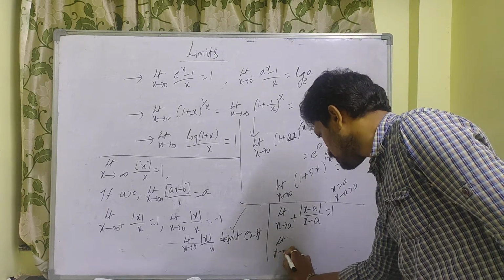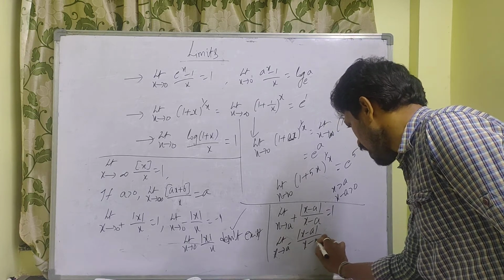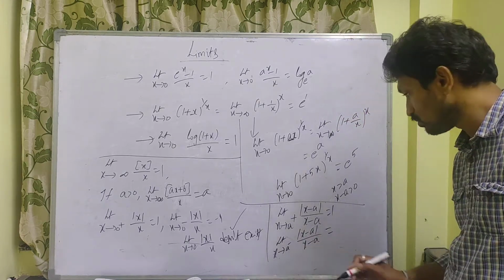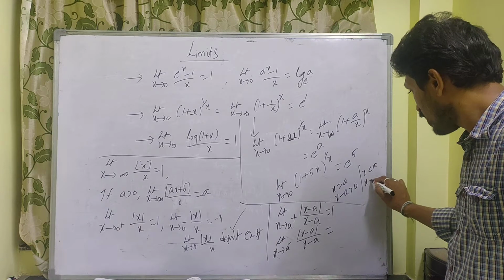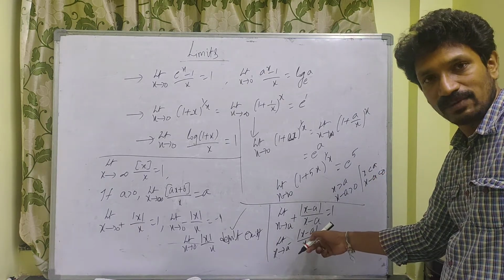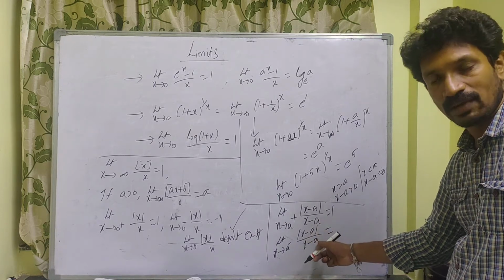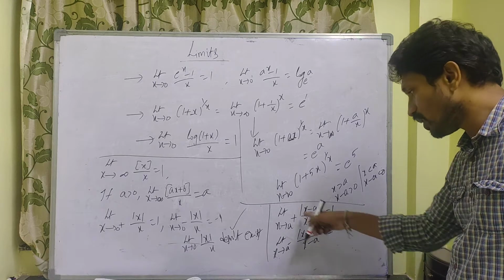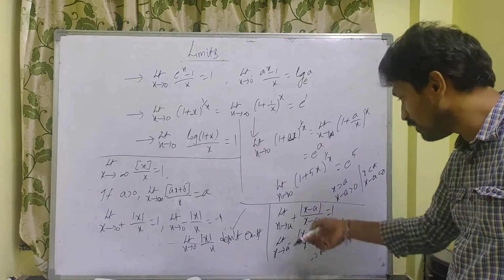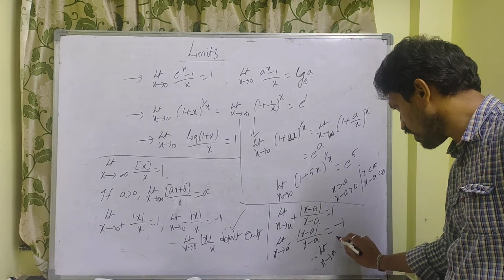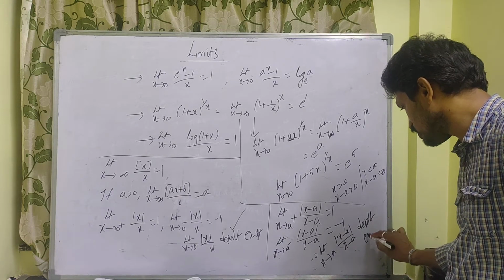Similarly, limit x tends to a minus, modulus of (x minus a) by (x minus a). When x tends to a minus, x is less than a, so x minus a is less than 0, and modulus of (x minus a) is equal to minus of (x minus a). Minus of (x minus a) by (x minus a) is equal to minus 1. So here also both limits are not equal. So limit x tends to a, mod (x minus a) by (x minus a) does not exist.